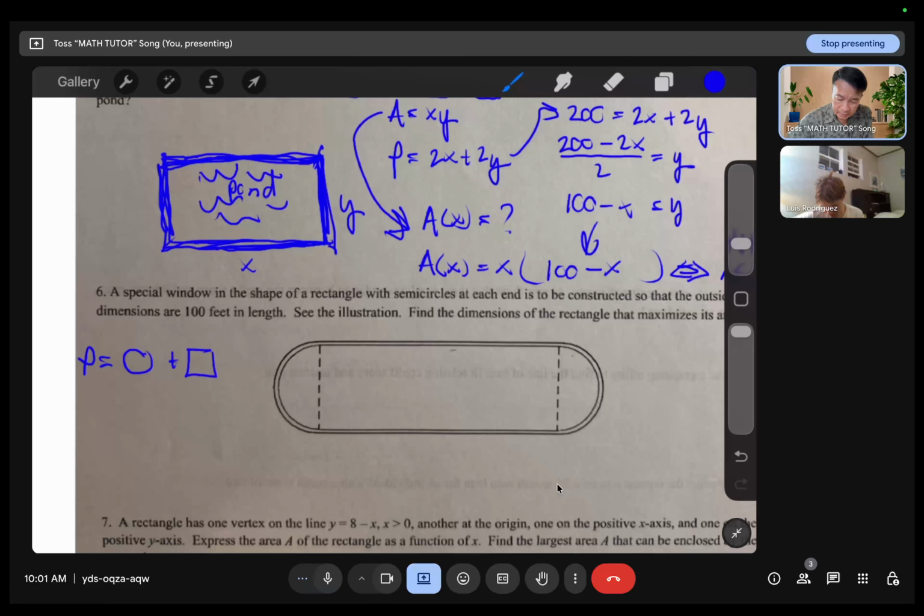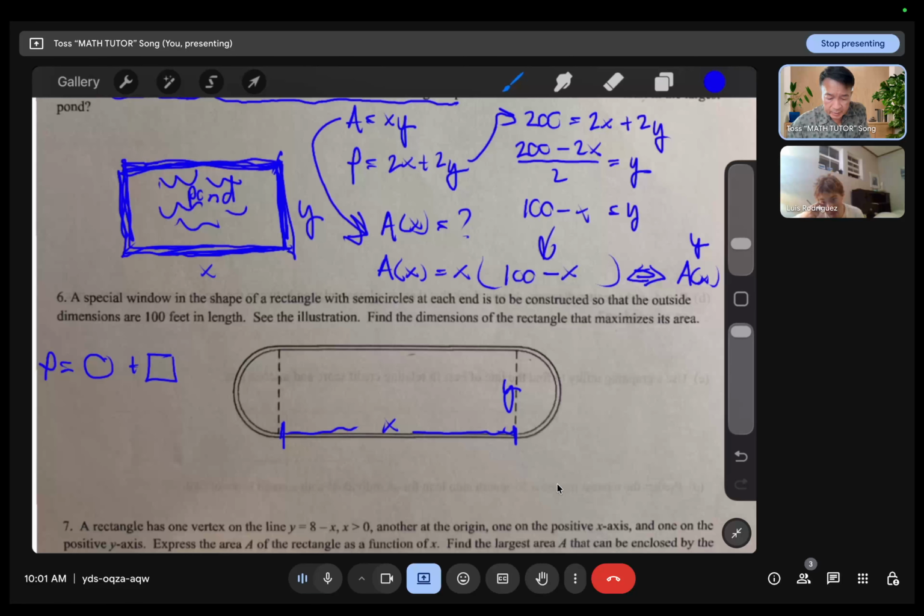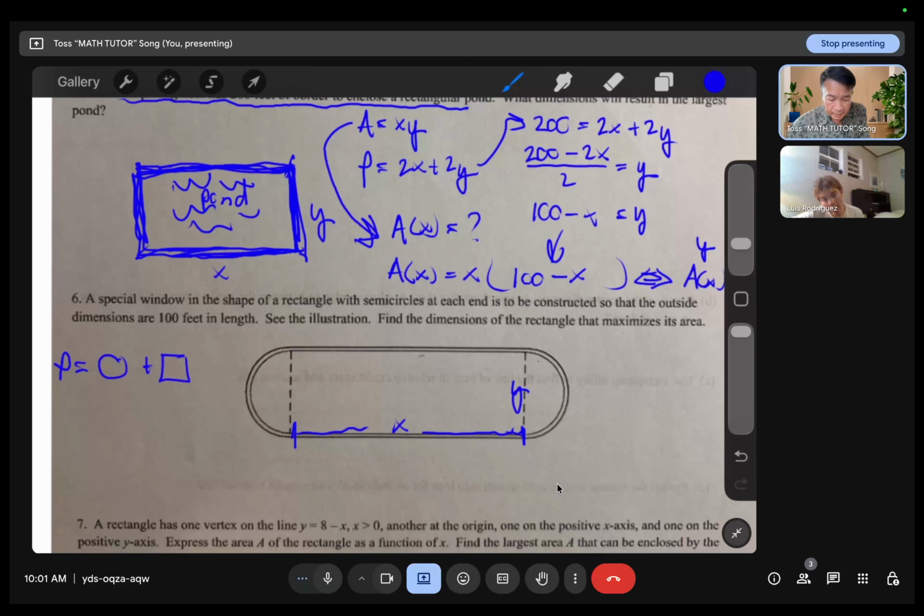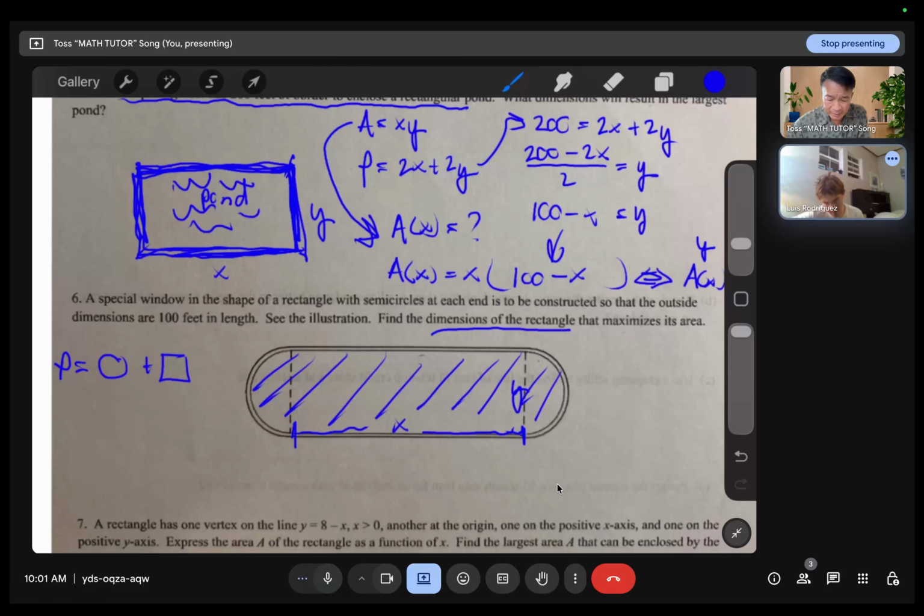I think you agree. So I'm going to call this x and I'm going to call this y. I'm talking about the dashed line being y, the x being from here to here. Agree so far? Yeah. So find the dimension of the rectangle that maximizes its area. So they just want the rectangle, the dimension of the rectangle in the end. Okay, fine. However, I believe when they're saying the area, they're talking about the area of the whole thing. Do you agree? Yeah. I hope.